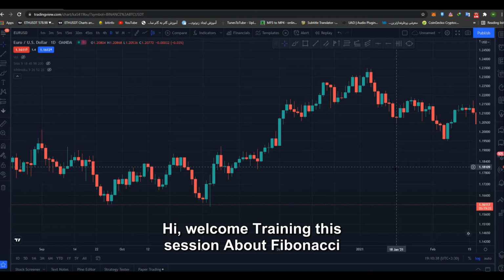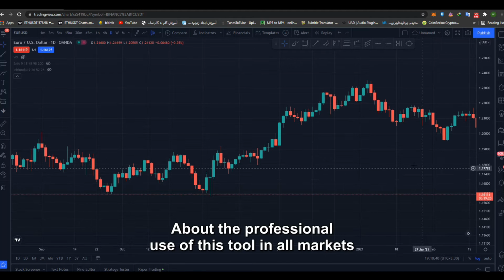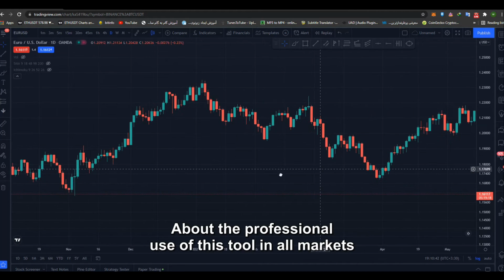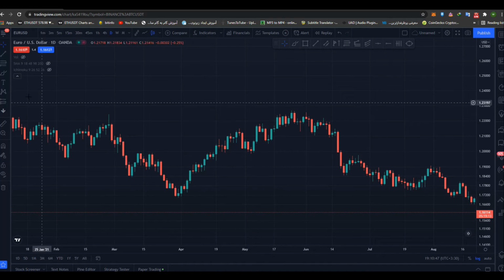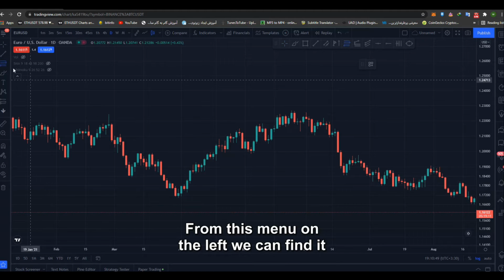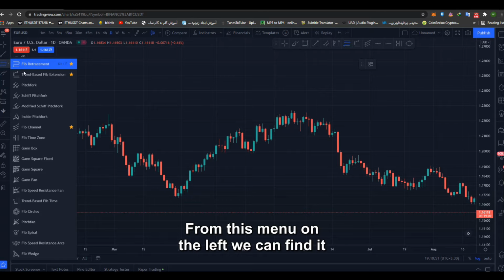Hi, welcome to this training session about Fibonacci, the professional use of this tool in all markets. Learn the most commonly used strategies. From this menu on the left we can find it.